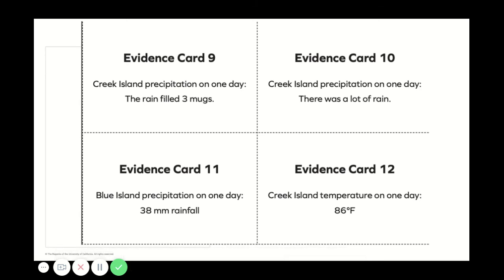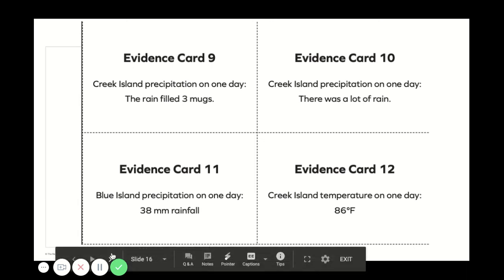Evidence card 9. Creek Island precipitation on one day. The rain filled 3 mugs. Evidence card 10. Creek Island precipitation on one day. There was a lot of rain. Evidence card 11. Blue Island precipitation on one day. 38 millimeters rainfall. Evidence card 12. Creek Island temperature on one day. 86 degrees Fahrenheit.